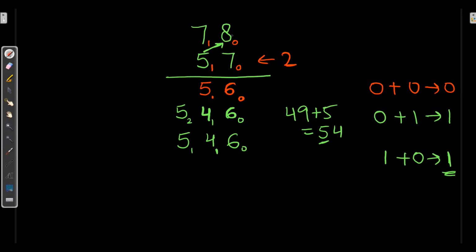So 5 8s are 40. And we already have 4 over here. 4 will be written here and 4 will be in carry. So 5 plus 4, we will have 9.